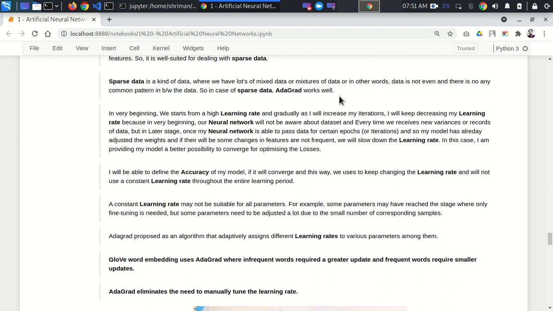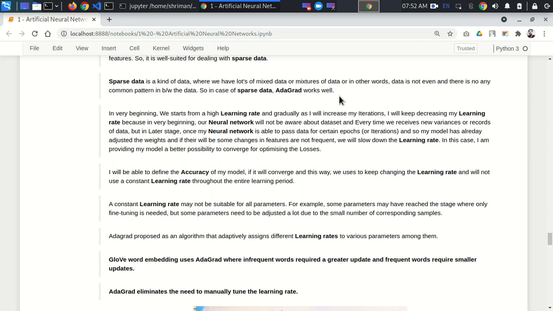Now in the very beginning, we start from a high learning rate, and gradually as I increase my iterations, I will keep decreasing my learning rate, because in the very beginning our neural network will not be aware of the dataset and every time receives new variances or records of data.